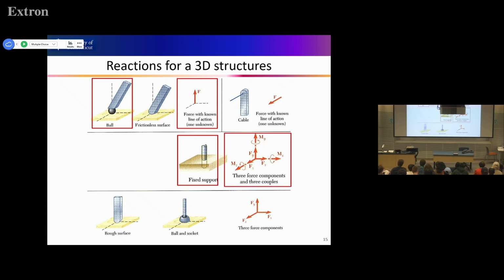And then 3D pin, typically ball and socket or rough surface, right? And this point is not moving, but it can rotate in any direction. So there's no moment, but 3 directional reaction forces are developed. Okay.